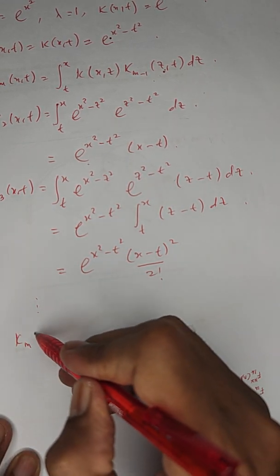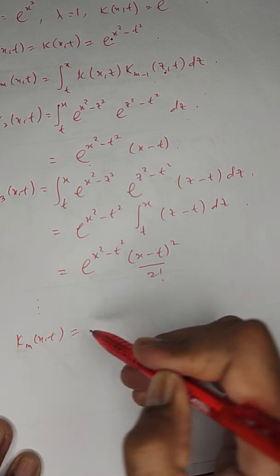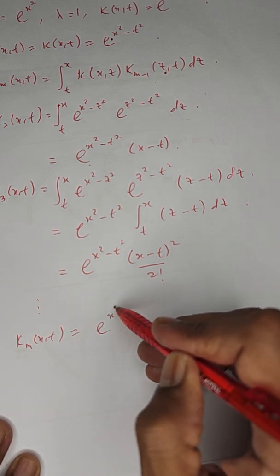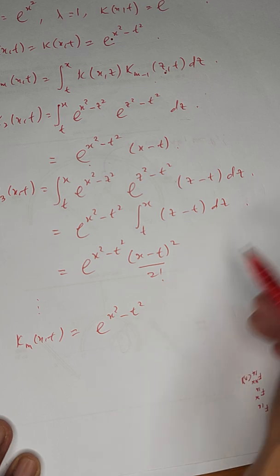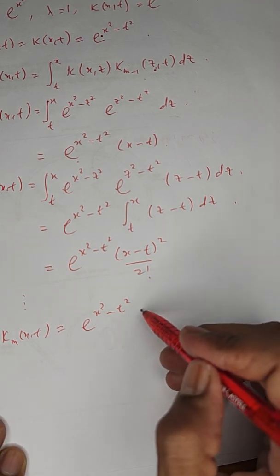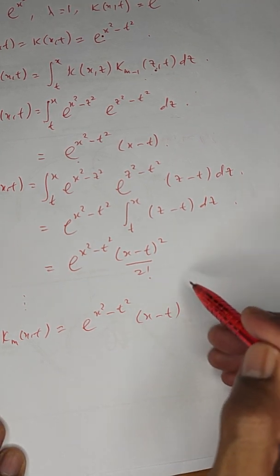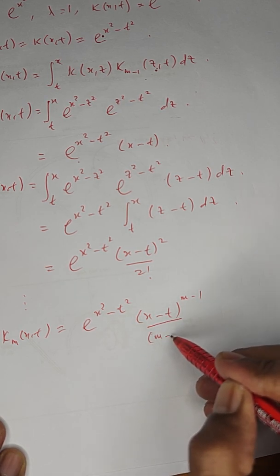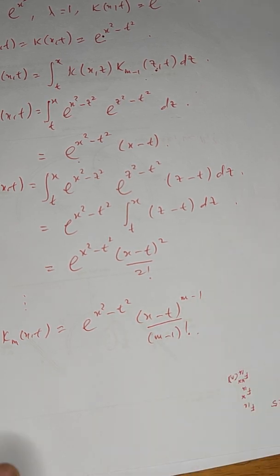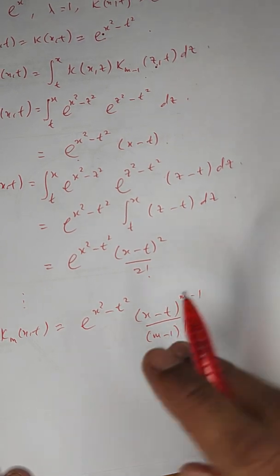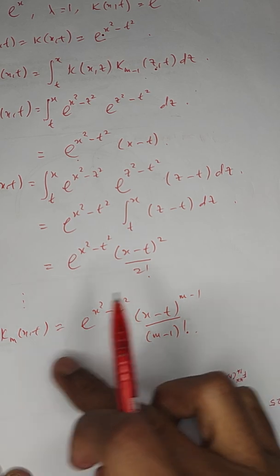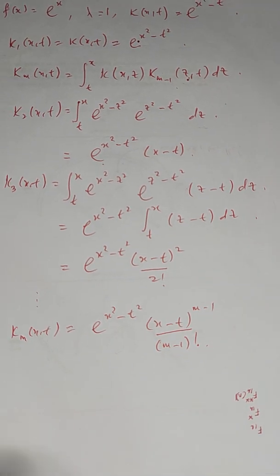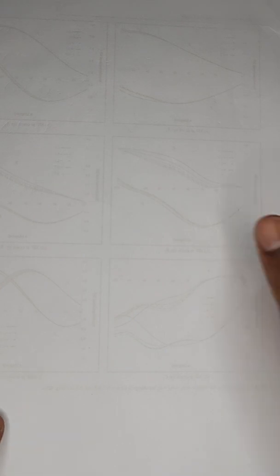Km(x,t) is given as e^(x^2 - t^2) times (x - t)^(m-1) over (m-1) factorial. Okay, so that's the m-th term of the kernel. Therefore, you can write the resolvent kernel.